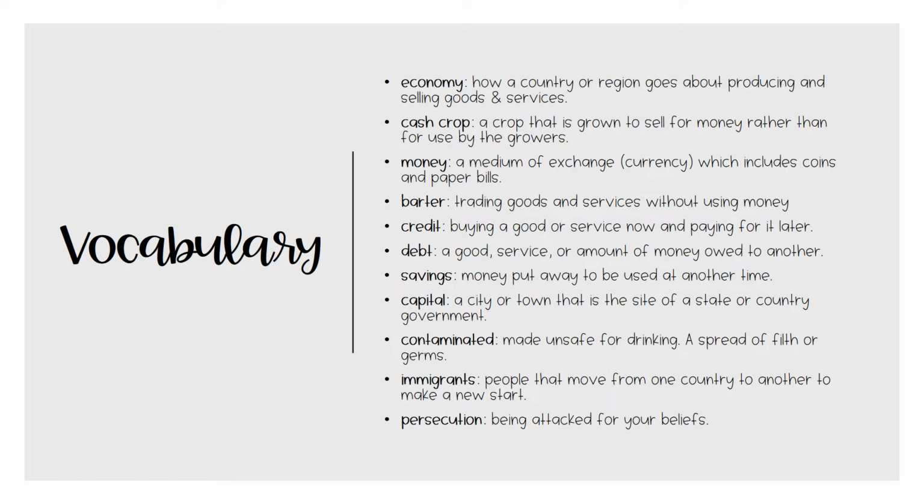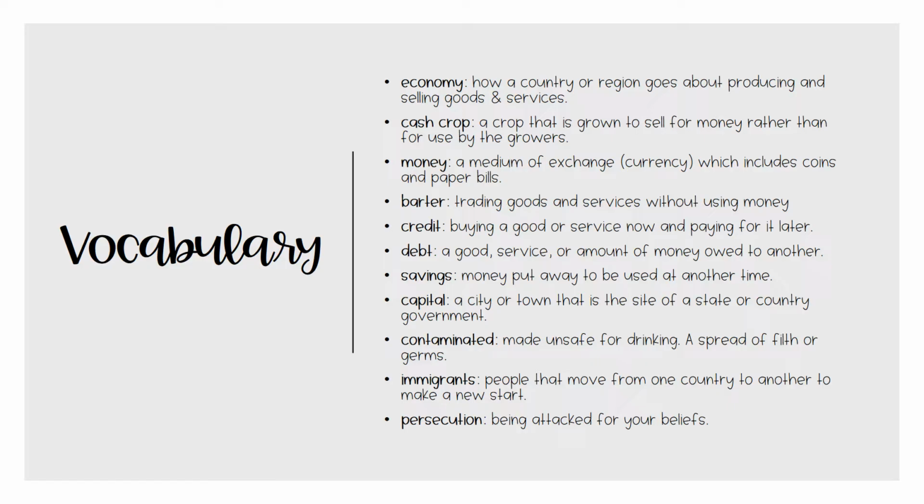In order to fully understand the topics in this unit, you should know what these words mean in the context they are being used. Economy is how a country or region goes about producing and selling goods and services. A cash crop is a crop that is grown to sell for money rather than for use by the growers. Money is a medium of exchange or currency, which includes coins and paper bills. Barter is the trading of goods and services without using money.